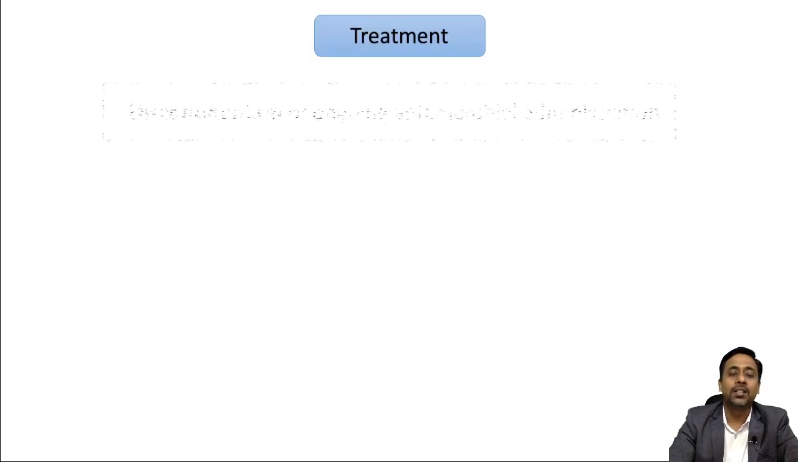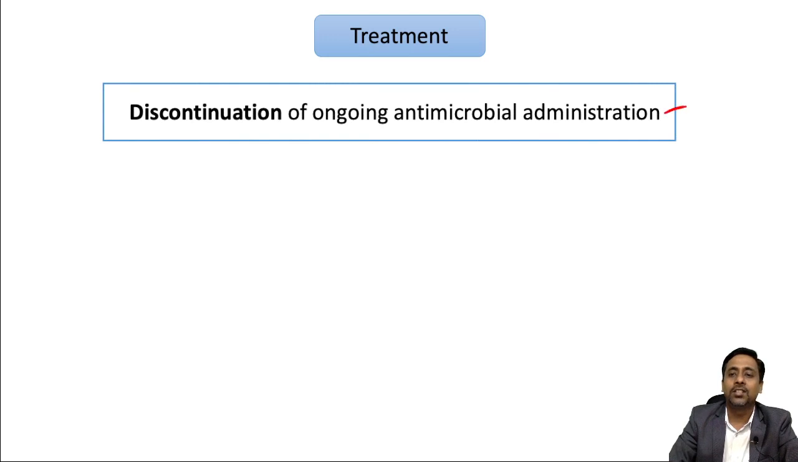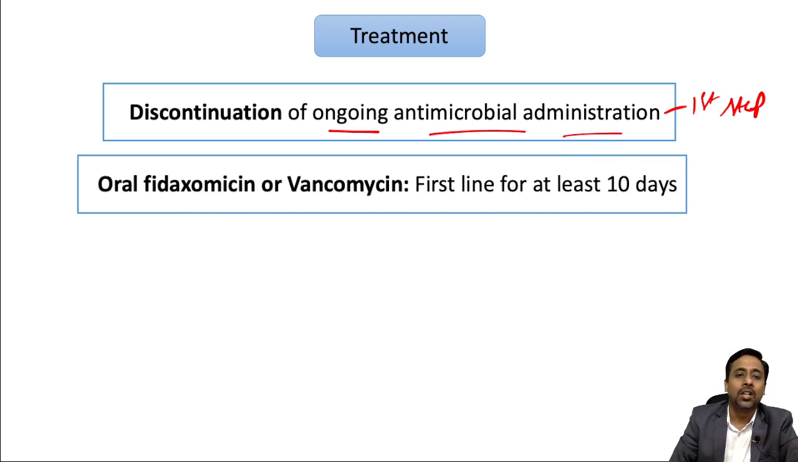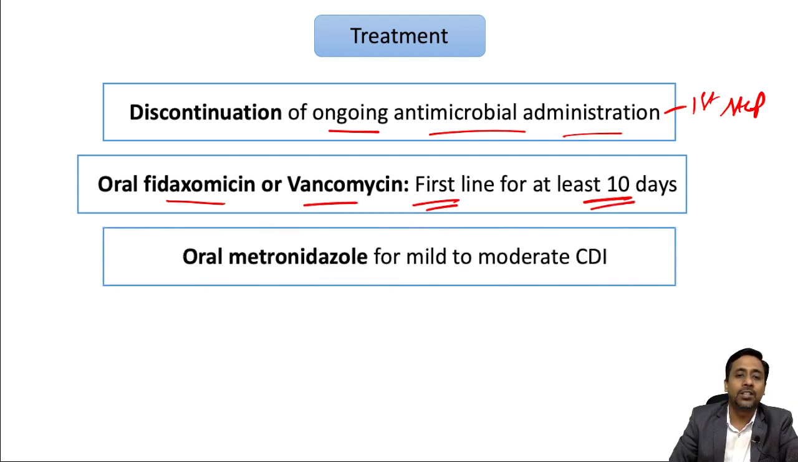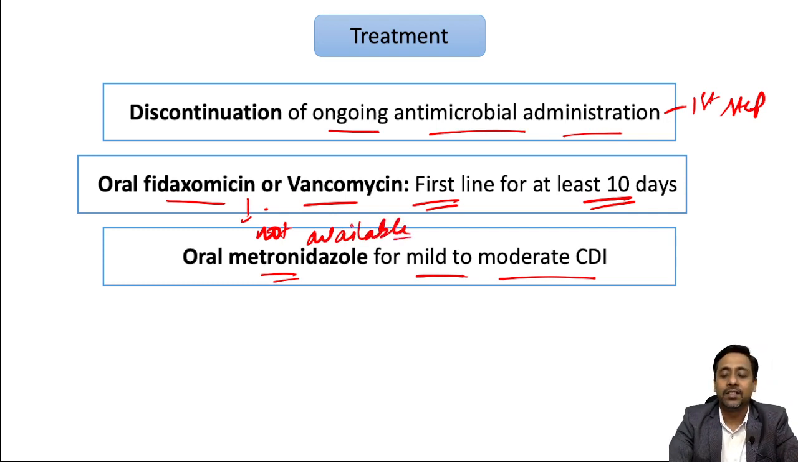And for the treatment, the first step is obviously discontinuation of ongoing antimicrobial administration, and the second, we can use antibiotics such as oral fidaxomicin or vancomycin. This is the first line of treatment and it should be given for at least 10 days. And if oral fidaxomicin or vancomycin is not available, then in case of mild to moderate CDI, we can use oral metronidazole. Okay, so this is all about Clostridium difficile infection.